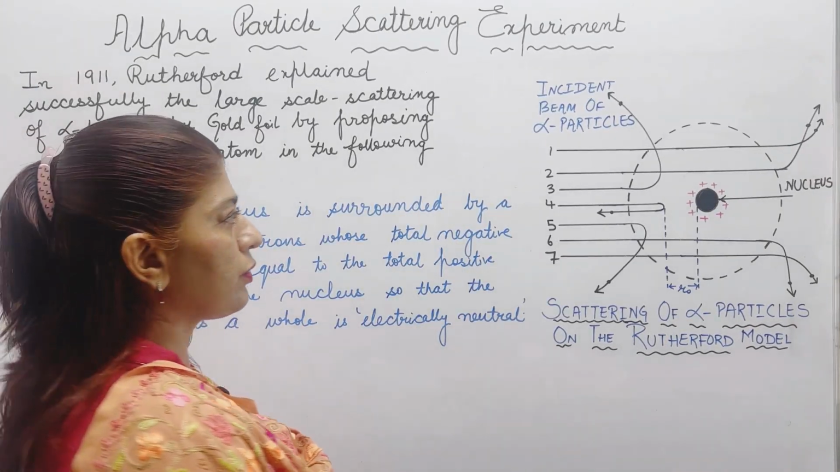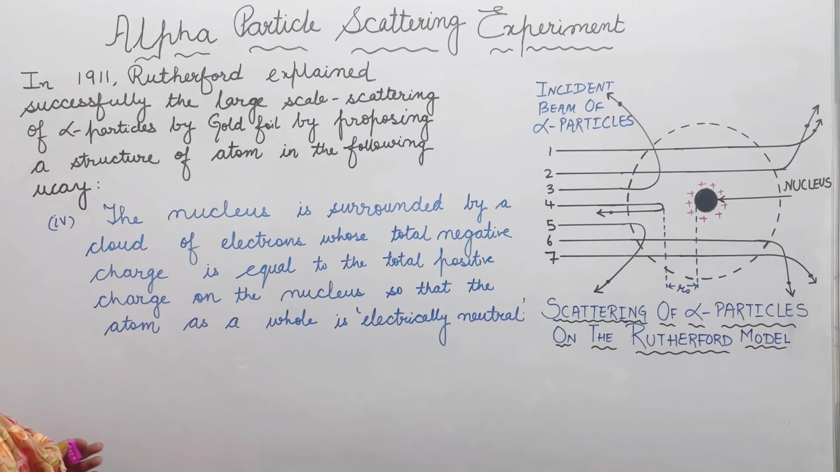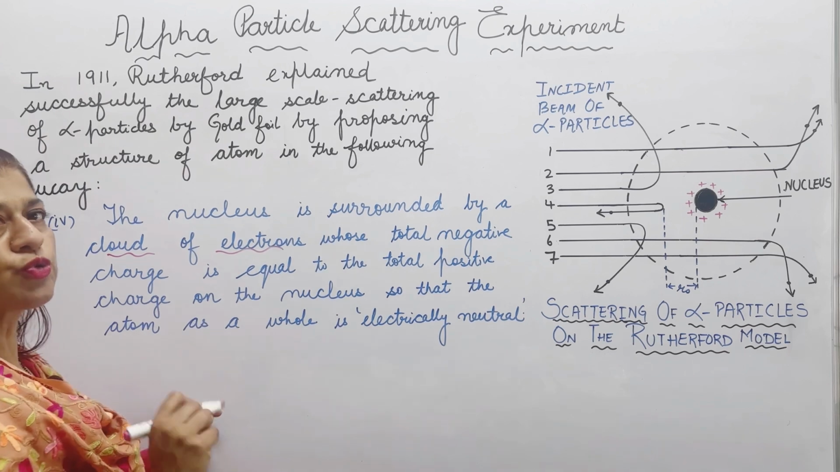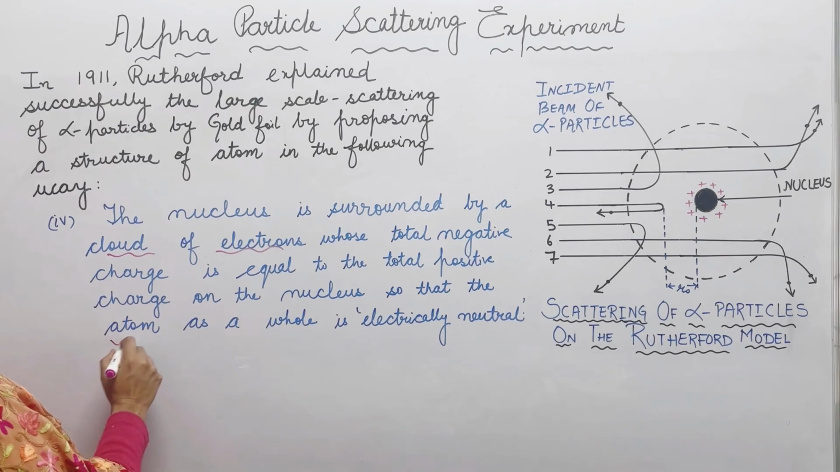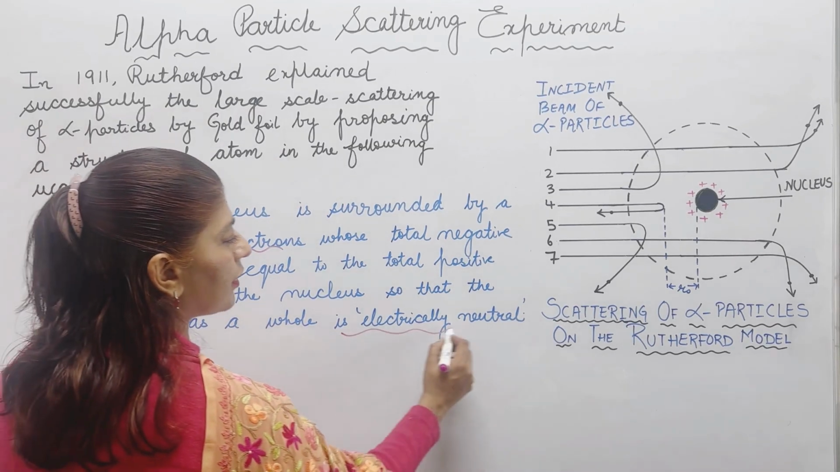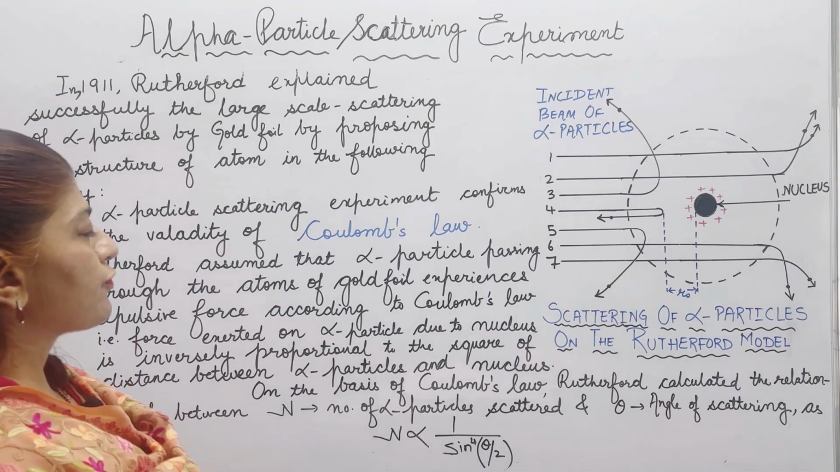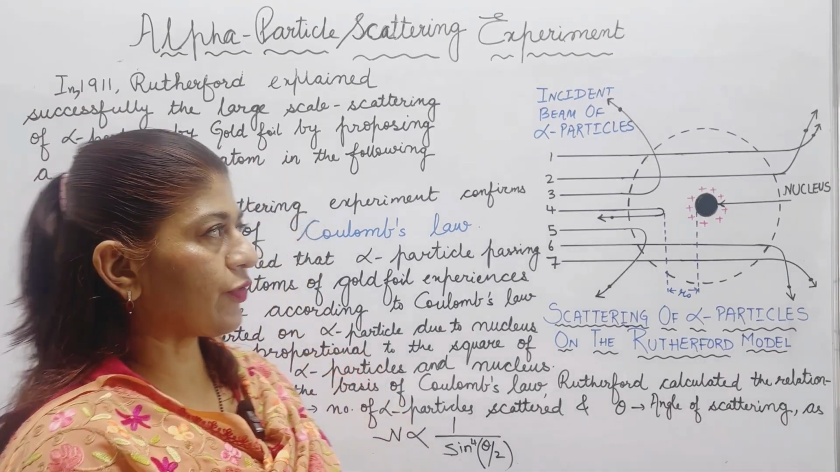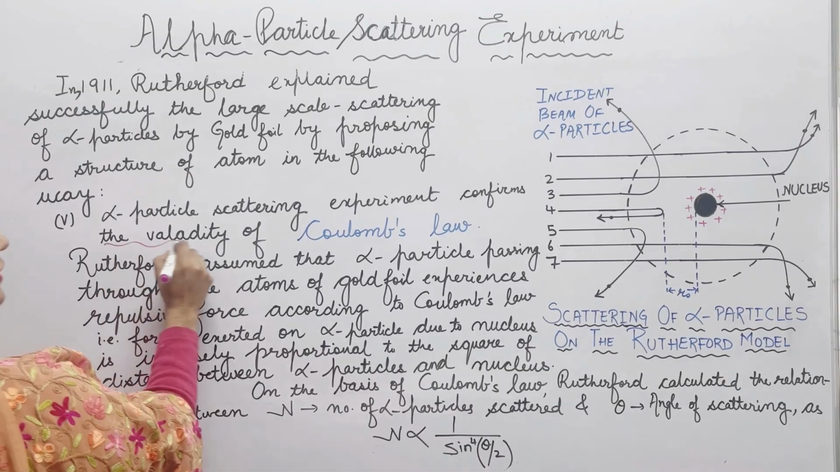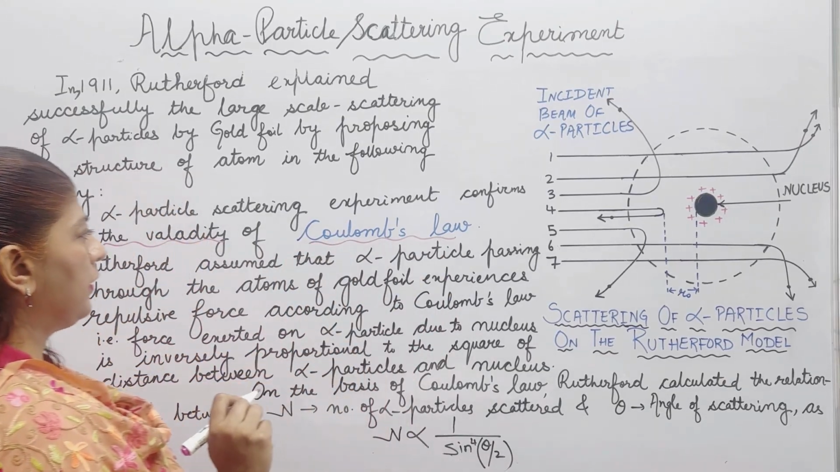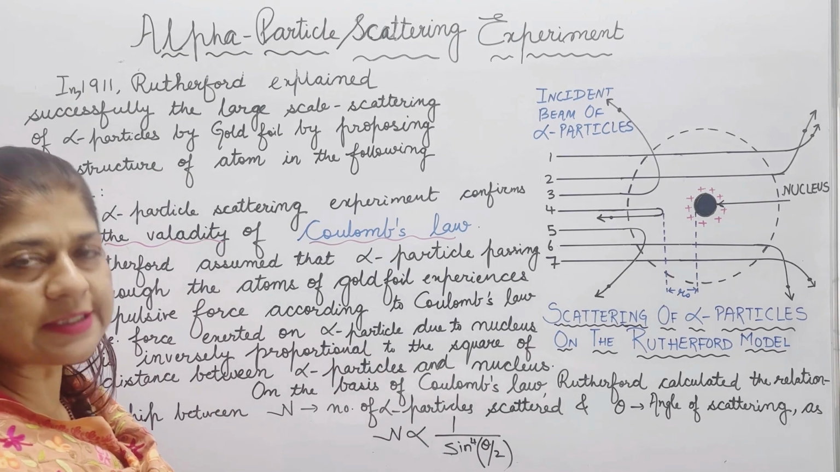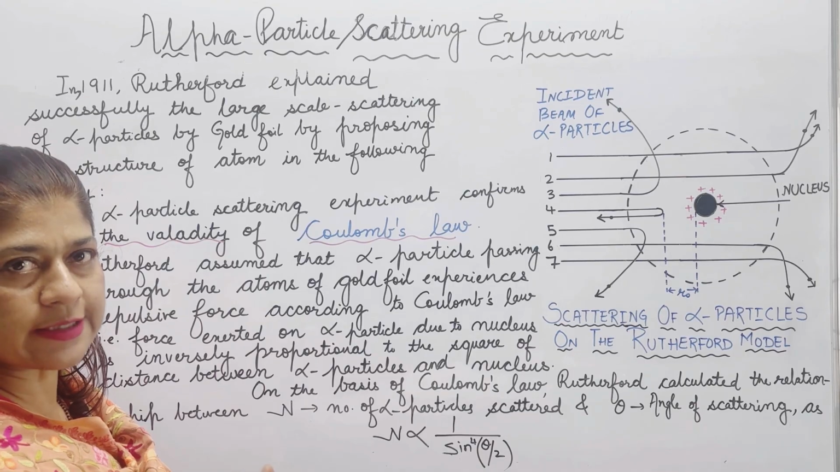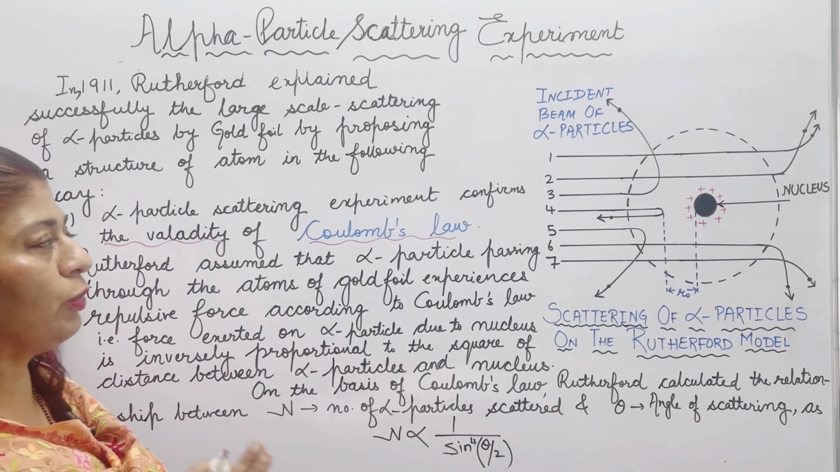The fourth conclusion of Rutherford's alpha scattering experiment is that the nucleus is surrounded by a cloud of electrons whose total negative charge is equal to the positive charge on the nucleus, so that the atom as a whole is electrically neutral. The fifth point is a very important conclusion of the alpha particle scattering. It confirms the validity of Coulomb's law. Here, Rutherford has assumed that the alpha particle is experiencing a repulsive force because of the nucleus that is positively charged, according to Coulomb's law.